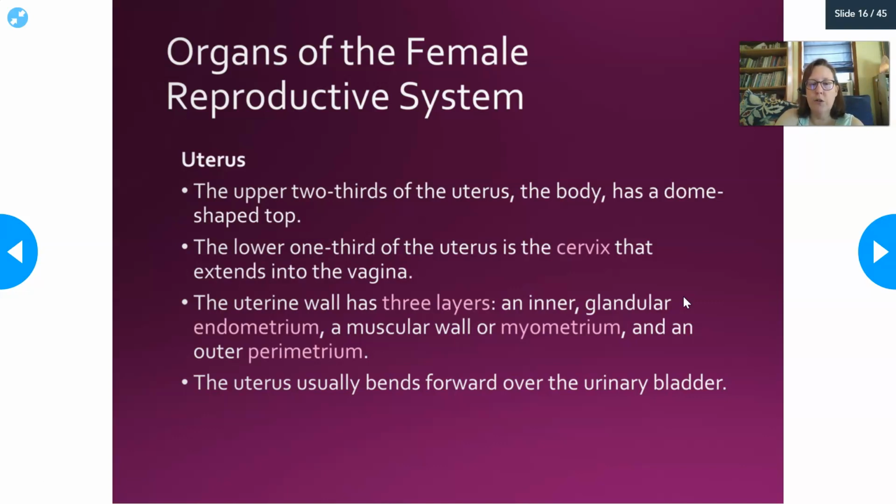The uterine wall has 3 layers. The inner glandular endometrium, that's where the baby would implant, and that's what you shed every month. The muscular wall, or the myometrium, so it's the muscular part of the uterus, and that's what would be doing contraction during labor and delivery. And the outer perimetrium, which kind of holds it all together there. And the uterus usually bends forward over the urinary bladder.